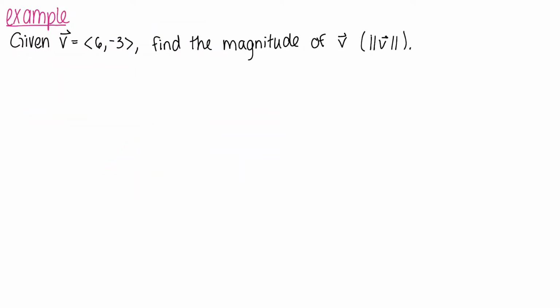Let's use it in an example. So we have this vector, 6, negative 3, and we want to find the magnitude of it. We want to find the length of it. So we're going to say that a is equal to 6, b is equal to negative 3, and the formula we were given is that the magnitude is equal to the square root of a squared plus b squared.